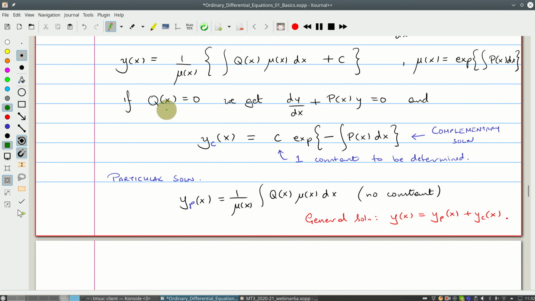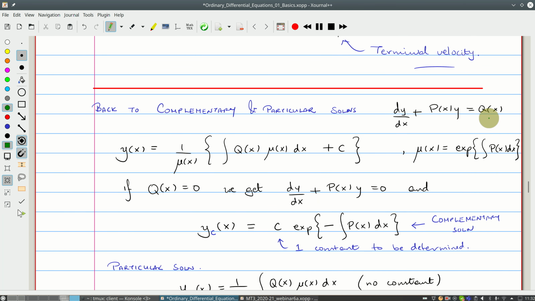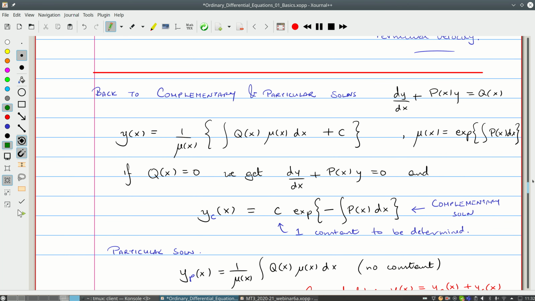Now if we set this source function q, remember what the source function was? The source function is this function of x which is on the right hand side. If we set that function q to be 0, then, as I said earlier, we should get the complementary solution. This is a first order differential equation, so this complementary solution will have one unknown constant in it.